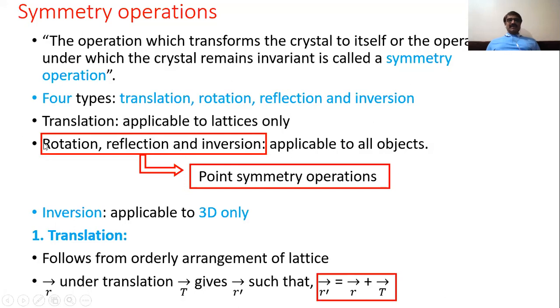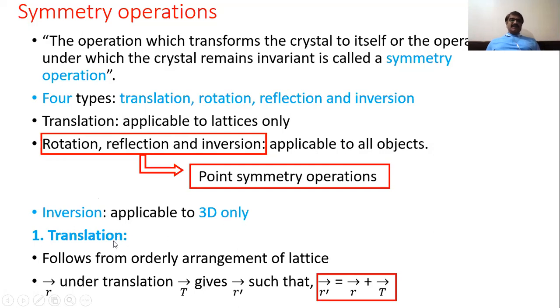These three operations, rotation, reflection, and inversion, jointly define symmetry at a point in a crystal or in a lattice, and therefore they are called point symmetry operations. On the other hand, translation is the operation applicable to lattices only, that means two-dimensional geometry. And an important one, the last one, inversion, is not applicable to two dimensions. It is applicable to three dimensions, that means crystals only.